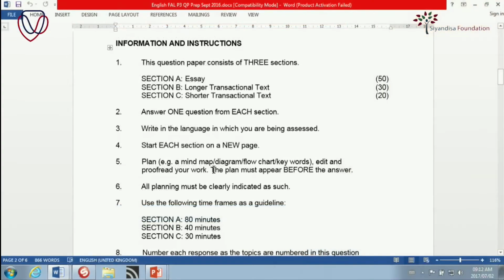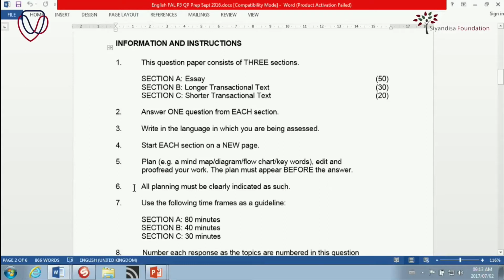Okay, now note this also. The plan must appear before the answer. All right. So your plan must come before your essay. A lot of people write the essay and then put the planning as an afterthought after the essay. And then they say, look, but I did planning. There it is. That's silly. The planning is not so that the examiner can see it and give you a tick, or the marker, I should say. The planning is there to guide you through the writing of your essay. So plan properly. And funnily enough, you're going to save a lot of time because you don't have to stop and think after every sentence. You've already planned the structure of your essay.